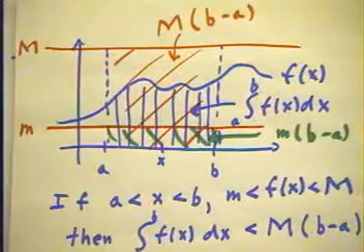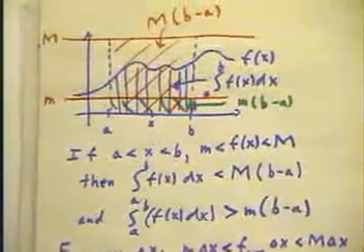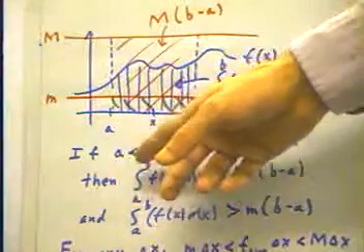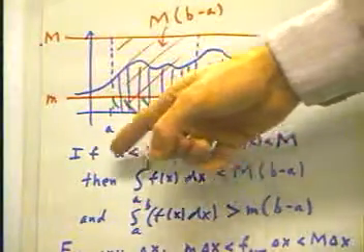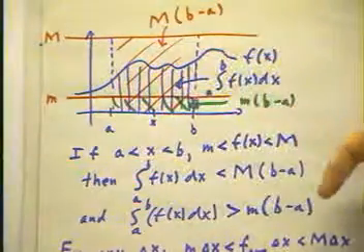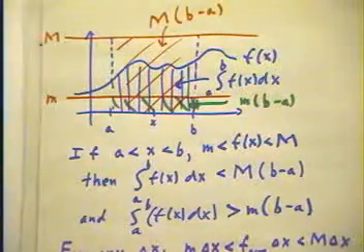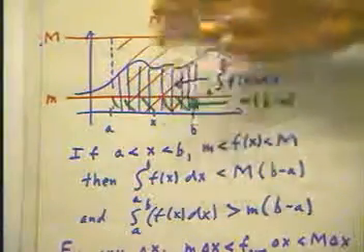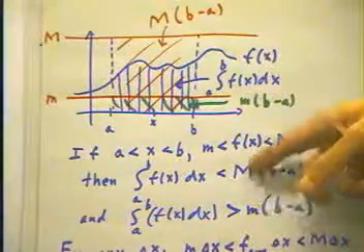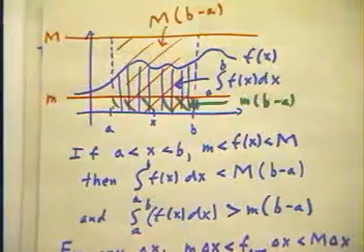So we have the statement of an important theorem, that if for any x between a and b, little m is less than f of x, that's for all x's between a and b, and f of x is also less than big M for all these values of x, then it follows, and you can see easily why it should follow from the picture, that the integral from a to b of f of x dx is less than big M times b minus a and greater than little m times b minus a.